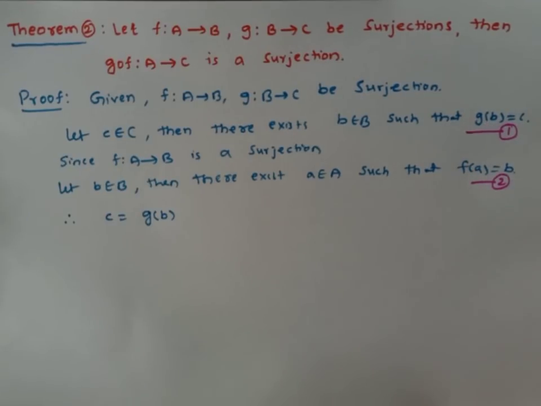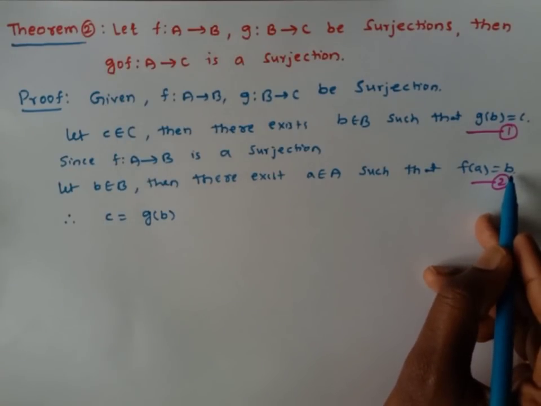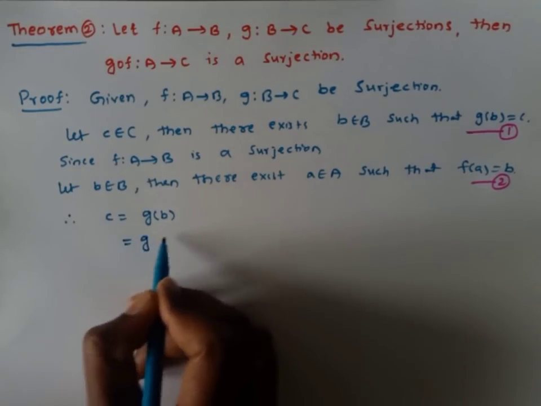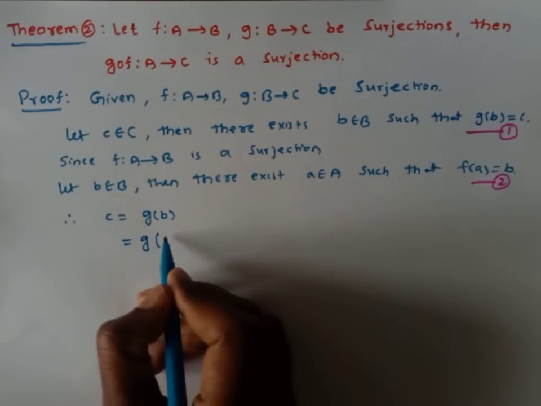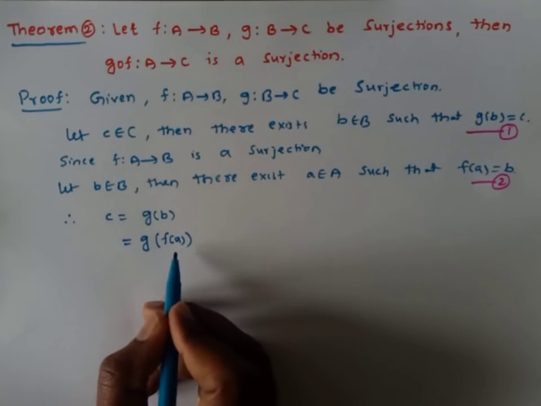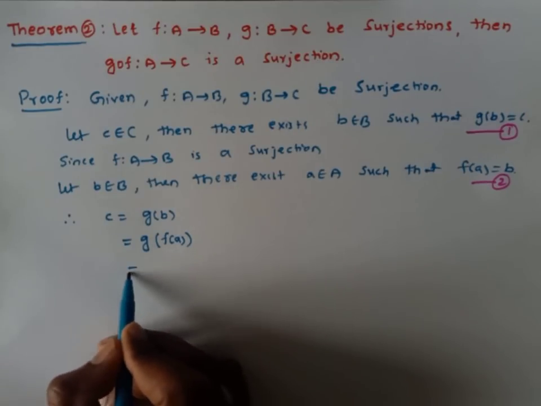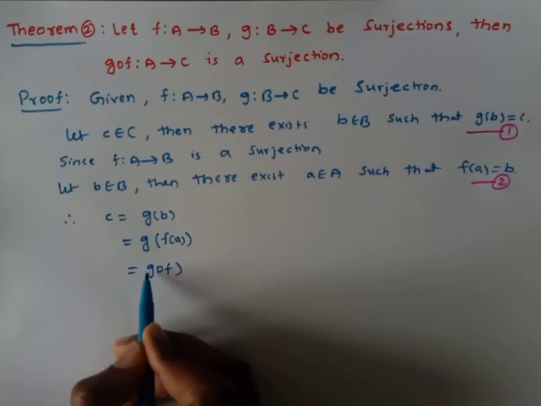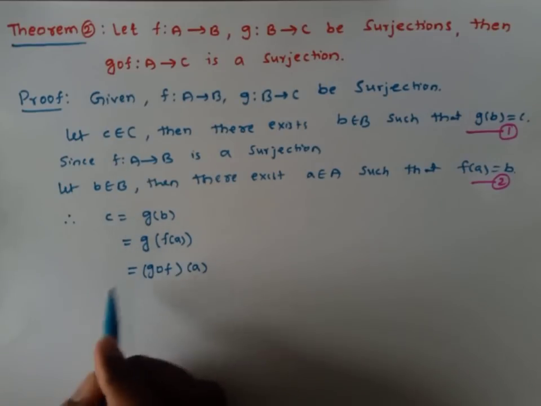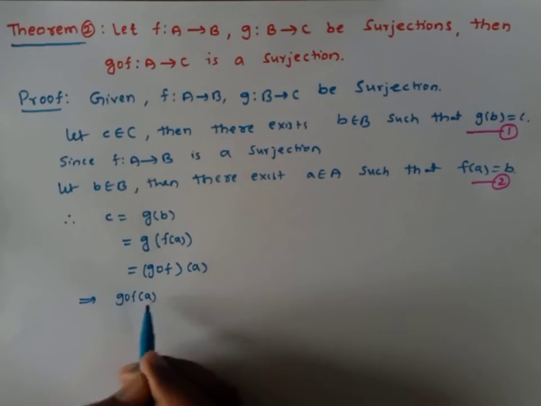And one more definition is there, that is the second definition. So C equals G of B, and here we can replace B with F of A also, right? Now I am writing G of B, meaning F of A, from equation 2. Now this is in the form of G of F of A. So by the definition of composition, G of F of A can be written as G compose F of A. Therefore G circle F of A equals C.